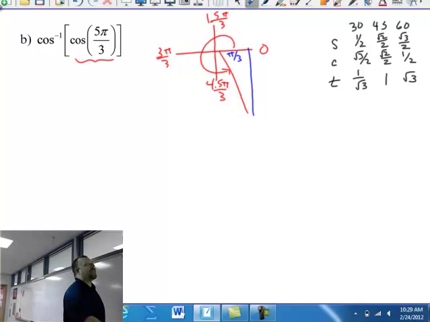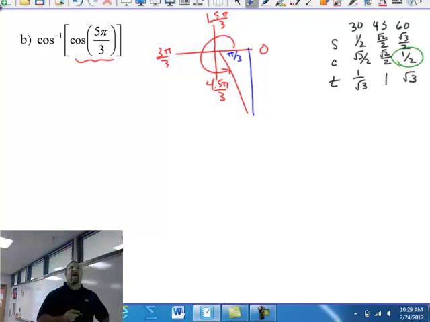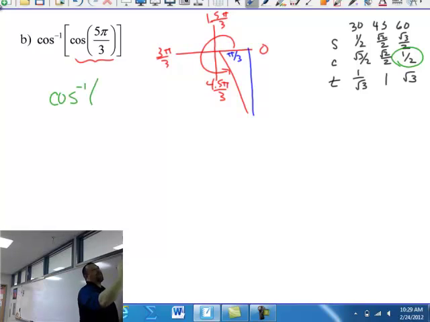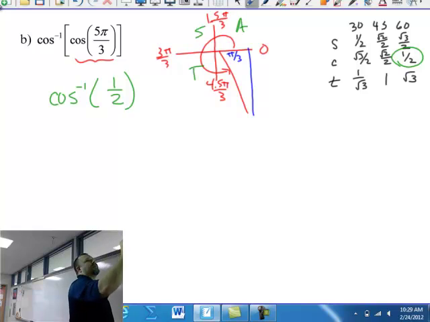Okay. Pi over 3. So the cosine of pi over 3, which is 60 degrees, is 1/2, right? Okay. Out of my table. So I'm going to take cosine inverse of 1/2. Now, is it a positive 1/2 or a negative 1/2? Well, ASTC, we're in the C quadrant. It's positive. Since we're in the cosine quadrant, this is a positive answer.